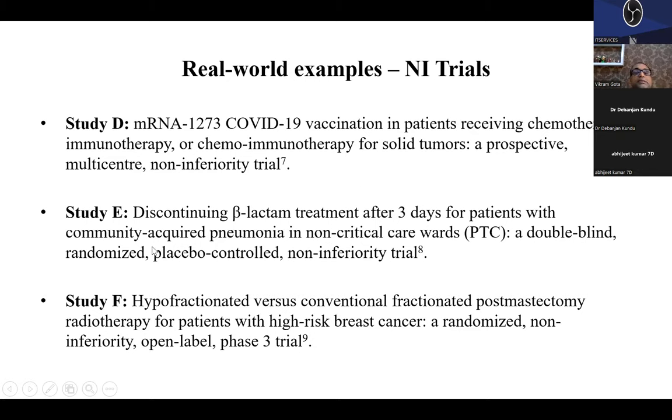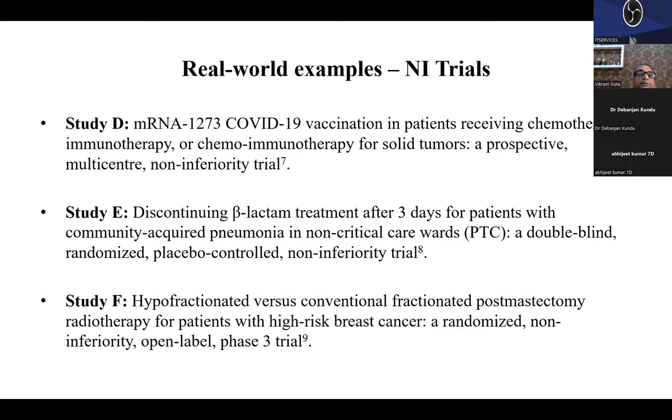The second example is discontinuing beta-lactam antibiotics after 3 days for patients with community-acquired pneumonia in non-critical care wards, a double blind trial. Maybe the current standard is 5 days. You want to discontinue treatment after 3 days as a new intervention. Once again, you are exposing the patient less to antibiotics and the toxicities, and you are reducing the cost and so on. You want to show that 3-day treatment is as good as 5-day treatment.